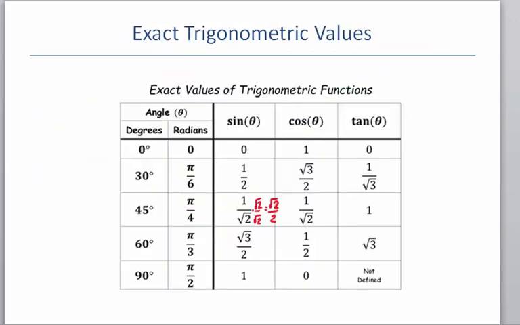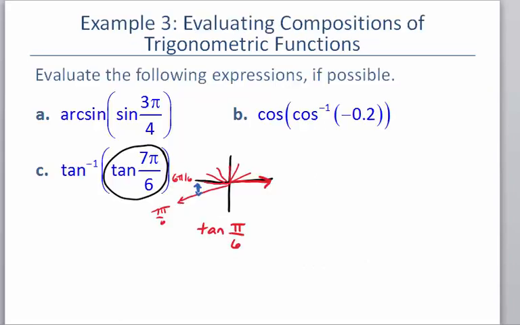Well, let's go back to our chart. Tangent at pi over 6, here's pi over 6, here's the tangent. That's going to be 1 over the square root of 3, which I will quickly rationalize to see that that's equal to square root of 3 over 3. So this is equal to root 3 over 3.